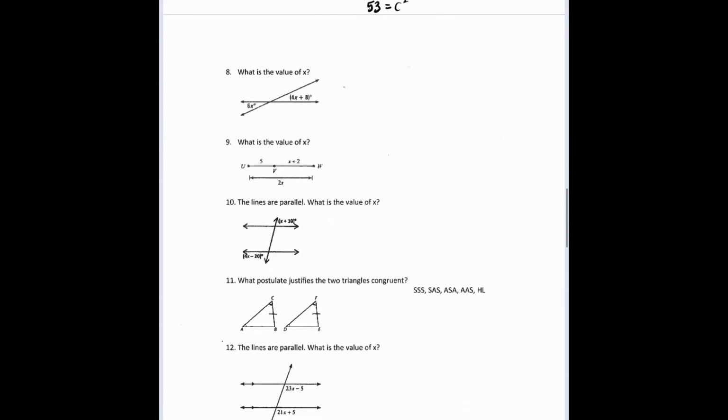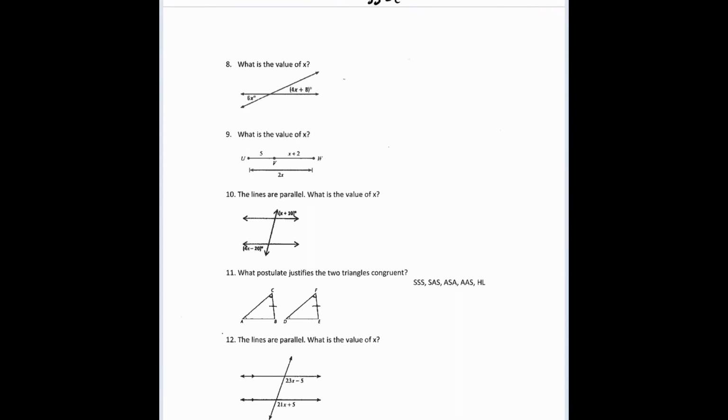Okay, let's go to the next problem. What is the value of x? Now, the type of angles that you see here are vertical angles, and vertical angles are congruent to each other. So we're going to have 4x plus 8 is equal to 6x. And we're trying to find the value of x. So we basically just have to use our algebra skills to solve for the variable x.